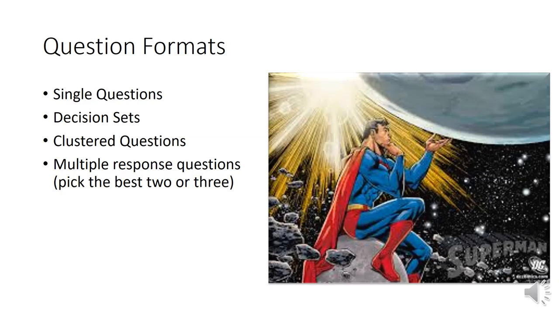The question formats: most of the questions give you a scenario, a situation so to speak, and sometimes you'll get one question or you'll get decision sets. So you will have one scenario and multiple questions about it. Sometimes you have clustered questions, which are kind of like a decision set, and you end up having Roman numerals 1, 2, 3, and 4, and then the question is which one is the best combination. I pick that we do 1 and 4 or 2 and 3.